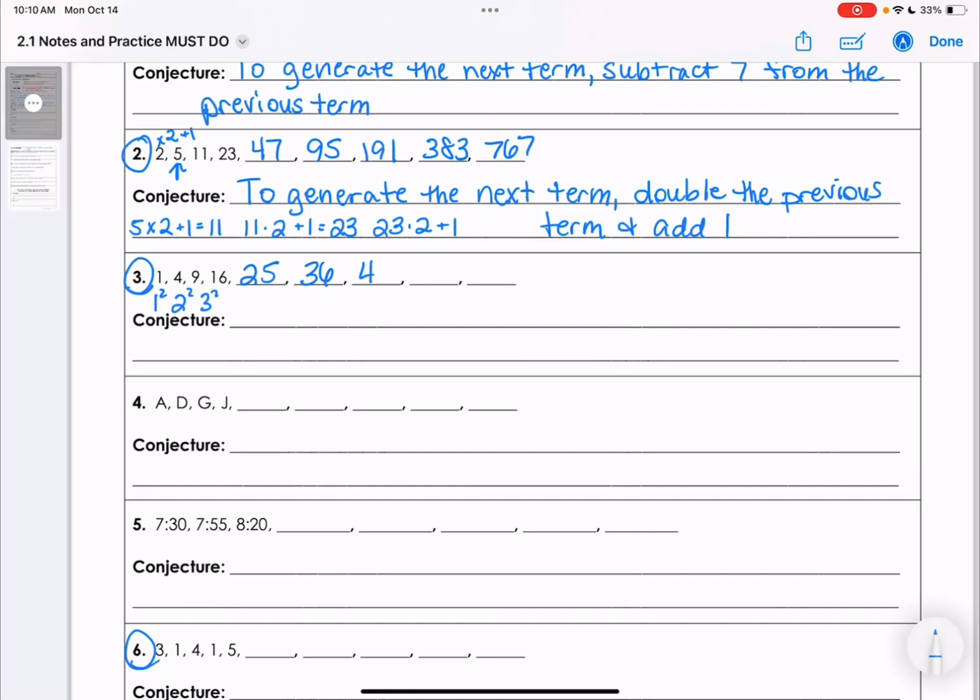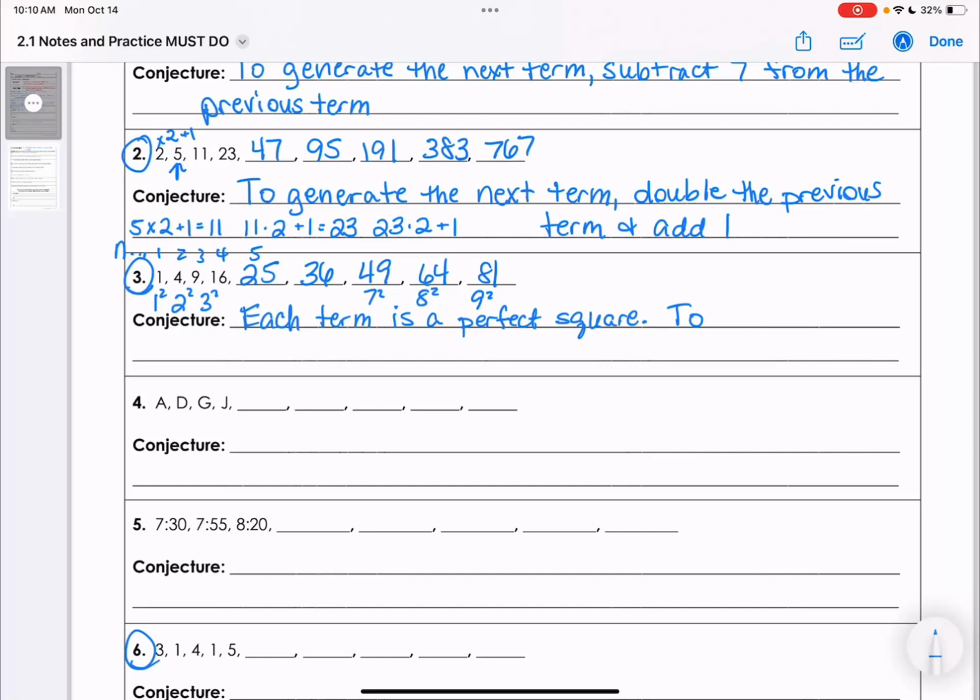So we've got 49 is 7 squared, then 8 squared, 64, 9 squared is 81. So what I'm going to say down here is each term is a perfect square. So if we consider this term n, the nth term, this is like the first term, second term, third, fourth, whatever number we're squaring, we're going to call n.